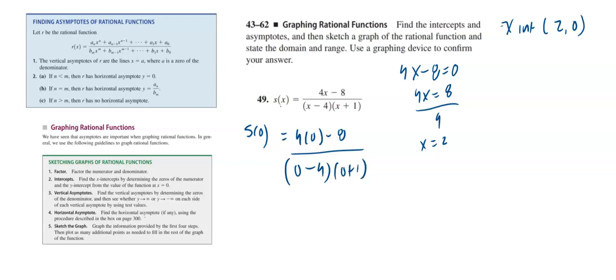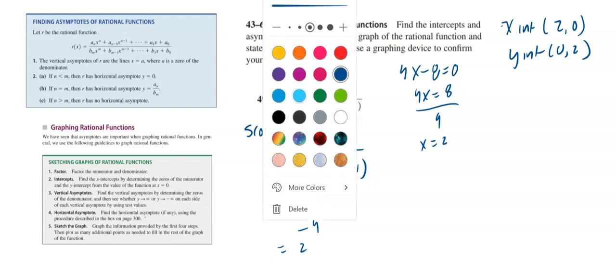0 minus 8 is negative 8. Let's see, 0 minus 4 is negative 4. 0 plus 1 is 1, so it's going to be a negative 4. Negative 8 divided by negative 4 is positive 2. And since it's the y-intercept, it's going to be (0, 2). Okay? So we found the intercepts. Let's go on to the asymptotes.